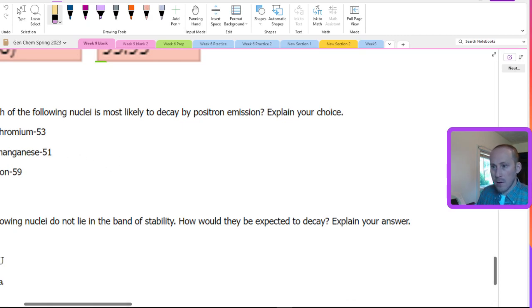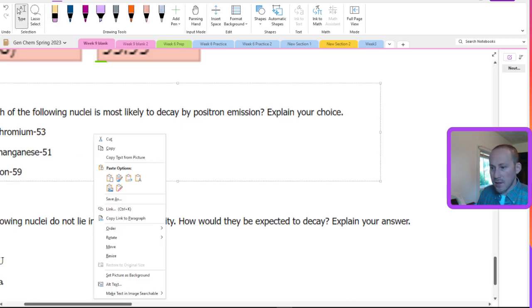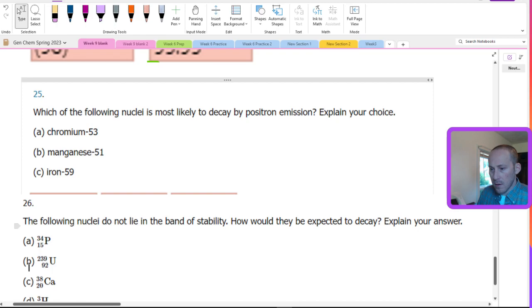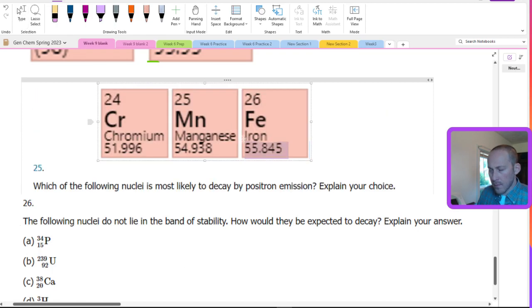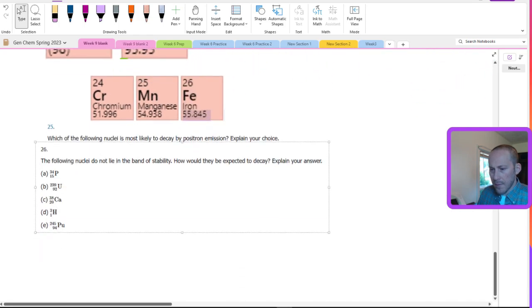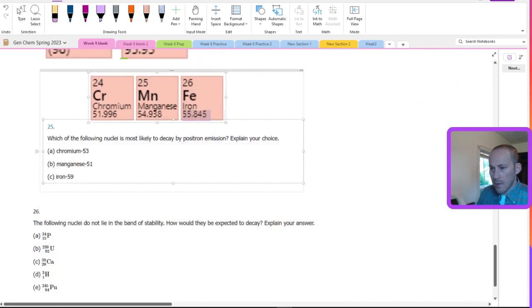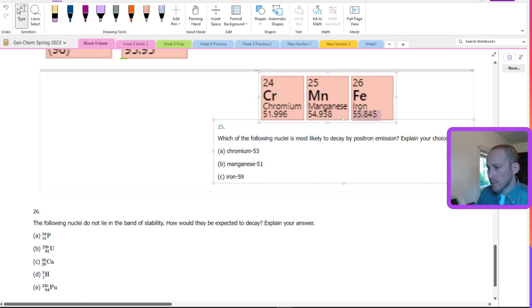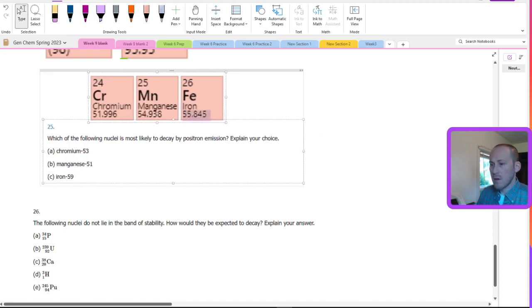What's going on? You gonna let me paste it? Pasty. Okay. Here we go. All right, it pasted it into it. That's fine. We can work with this.